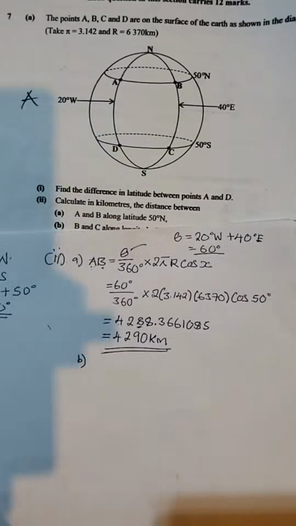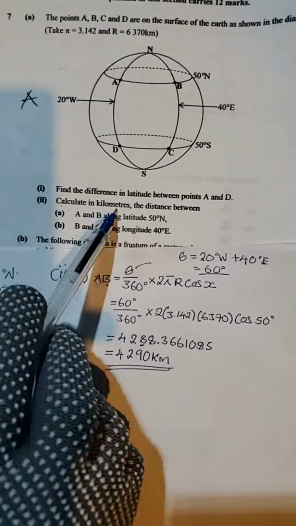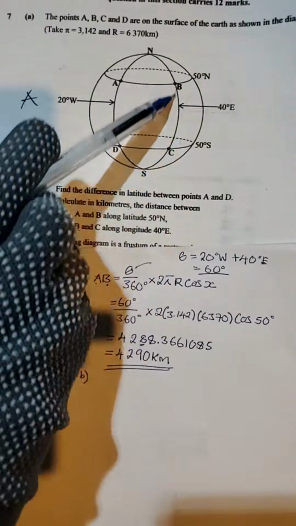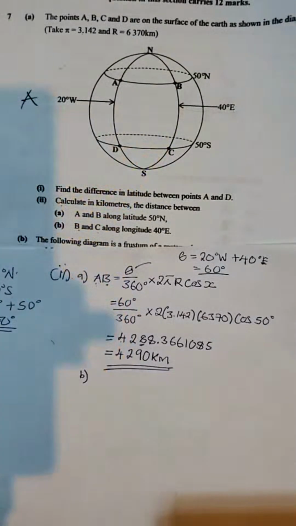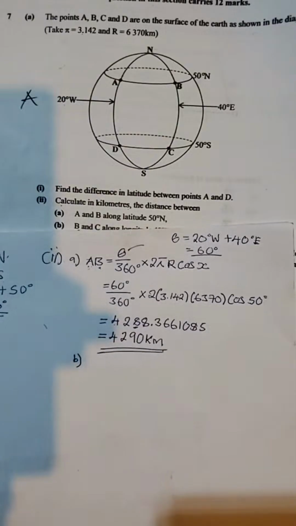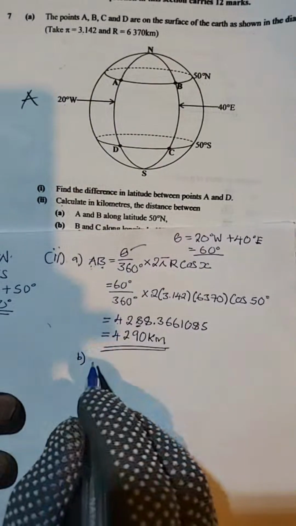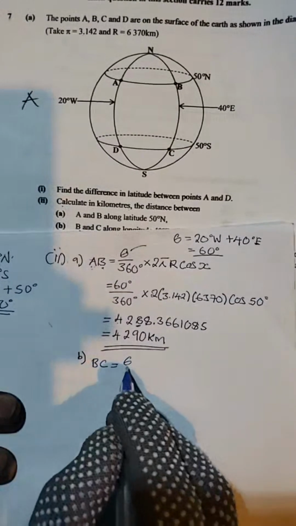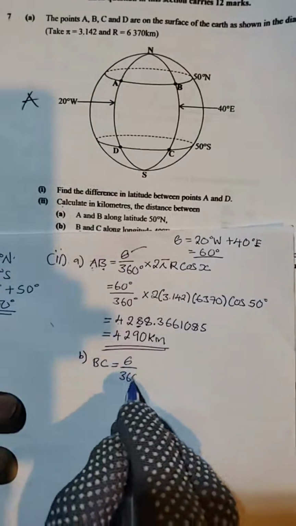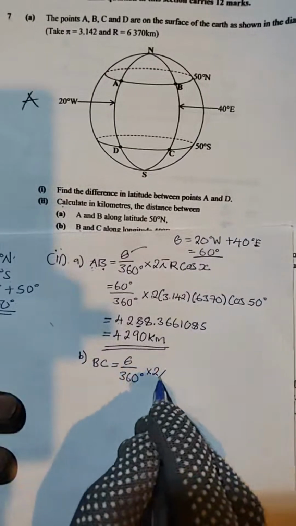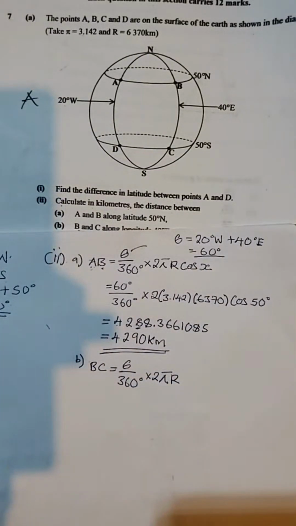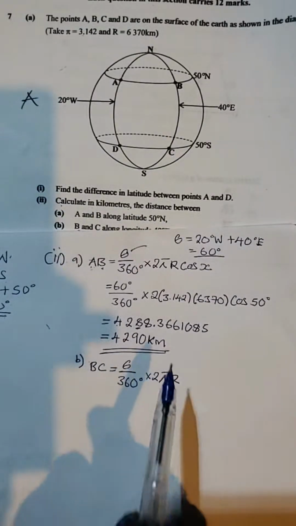2B here, the question is saying, calculate in kilometers the distance BC. BC here is along the longitude, the line of longitude. So the formula is different. So this is BC. BC is equal to theta over 360 degrees times 2 pi r. That's all. This is simple. The distance along the line of longitude is simple because you don't add cos x.